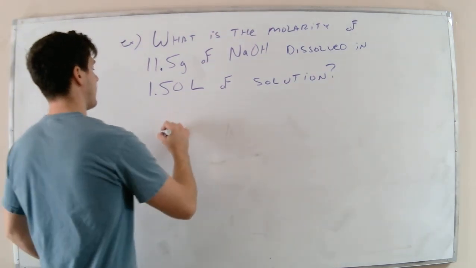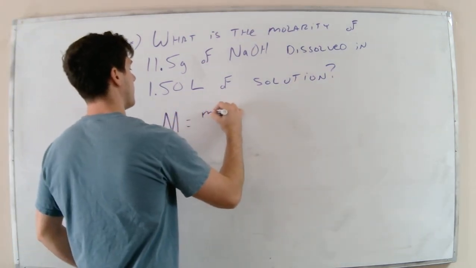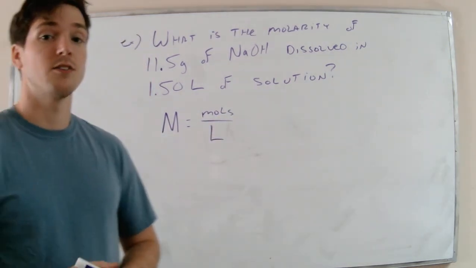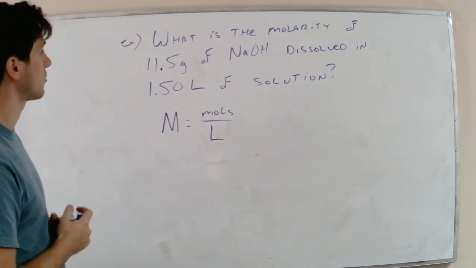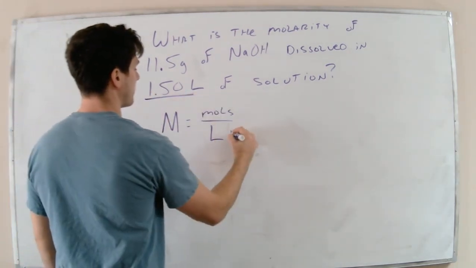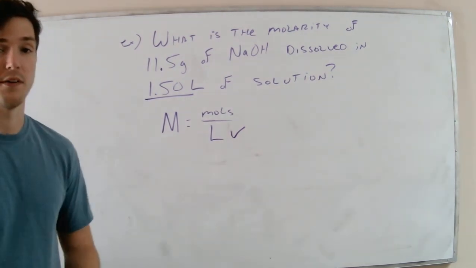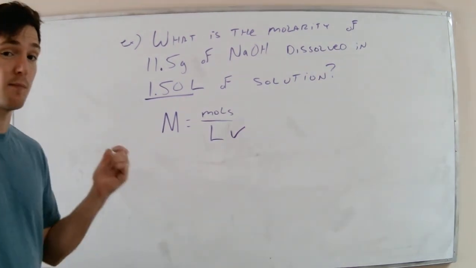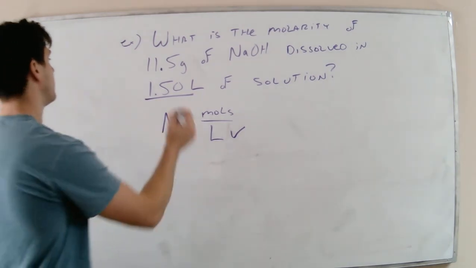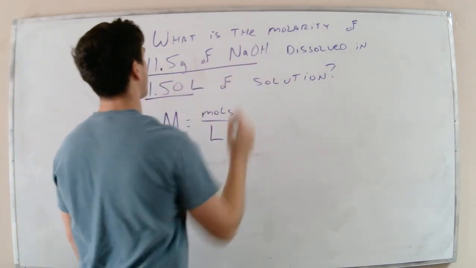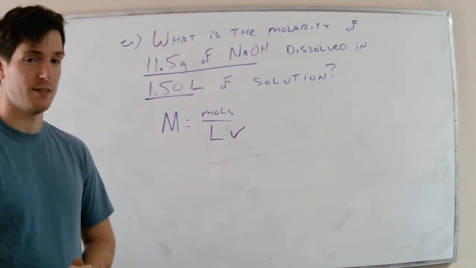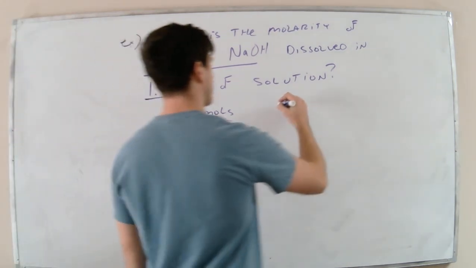If I'm trying to find molarity, I'm looking for moles over liters, okay? So I need to find both those things. I'm looking at my problem here, and luckily, they already gave me liters, right? It's 1.5. But now I need to find moles. Remember, moles of that solute. Well, the only thing they gave me was 11.5 grams of NaOH, so I'm going to have to change that to moles, right? They gave me grams.